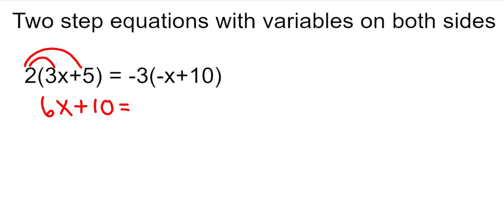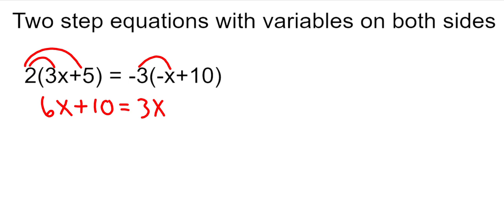On the right-hand side, I have more parentheses that I have to deal with. Let's distribute that as well. Here I have a negative 3 times a negative x. And we remember that a negative times a negative will give us a positive. So negative 3 times negative x is going to be a positive 3x.